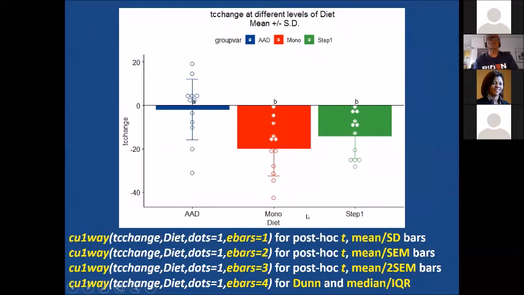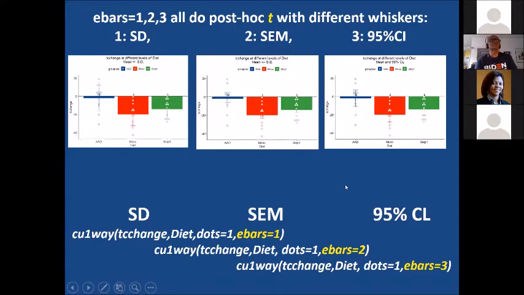So the next option I want, you don't have to settle for mean and standard deviation. We have an option called E-bars. So E-bars equal to 1 is the default. If you change it to 2, you'll get standard error of the mean. Change it to 3, you'll get confidence interval, and or you can get IQR. This is what the graph would look like.